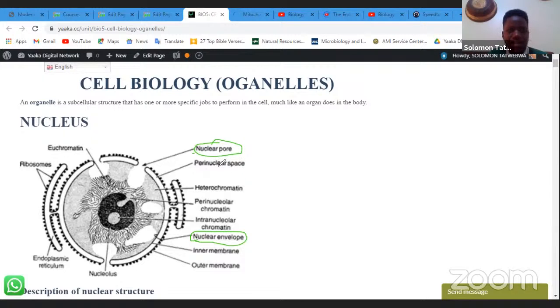We have other parts like the perinuclear space. That is the space between the nuclear envelope layers, and we have the heterochromatin. That's the material around the nuclear envelope inside the nucleus.